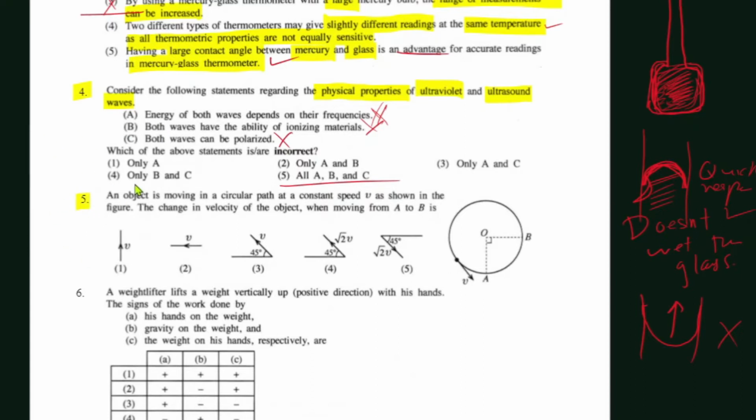In the next question, that is the fifth one, this is a question related with vectors, guys, right? A basic question from the first unit. They're saying an object is moving in a circular path with a constant speed v, as shown in the figure. The change in the velocity of the object when moving from A to B, the change in the velocity at these two points, right? It's quite simple. The fifth question is not very difficult, right?